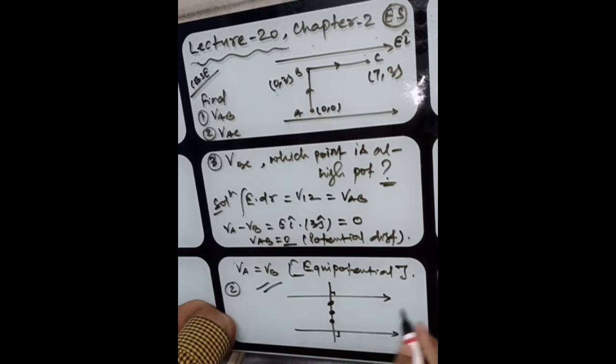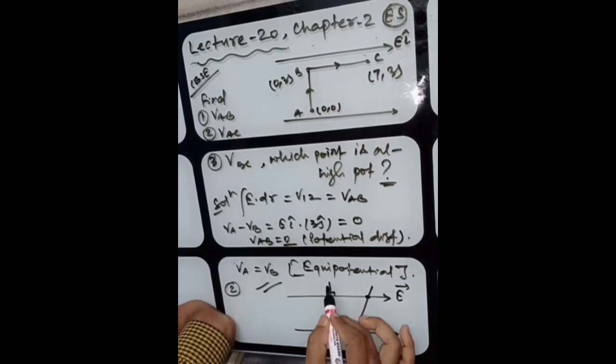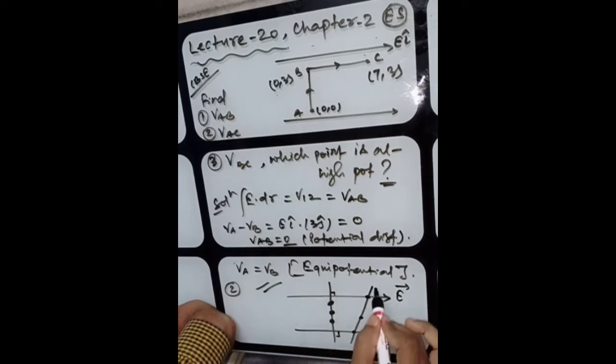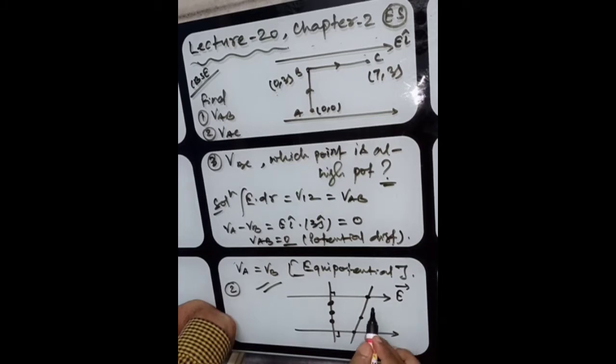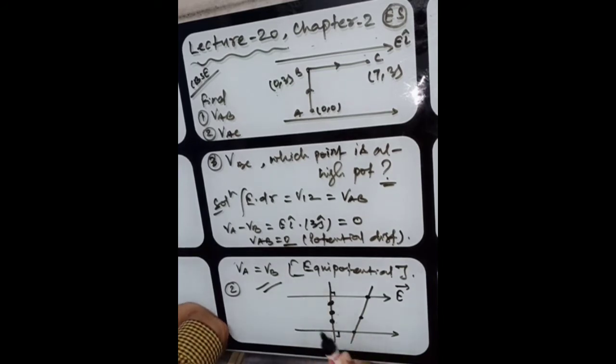But if I tilt this line in the uniform electric field, will the potential at each point on this line be the same? The answer is no. The potential will change. It means this is not an equipotential line or surface. And it proves that an equipotential surface is always perpendicular to the field lines.